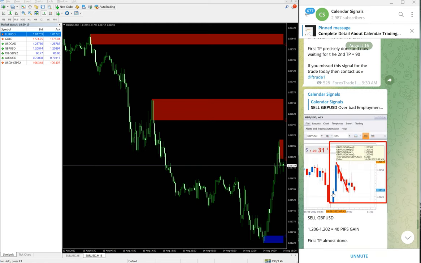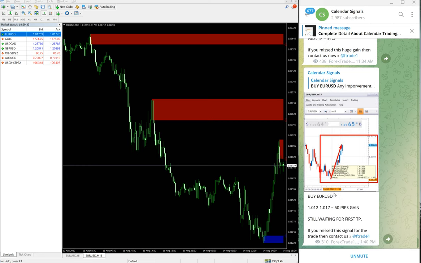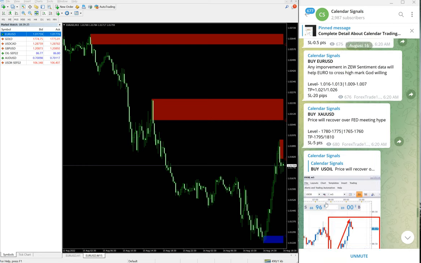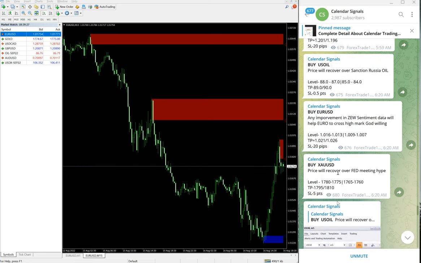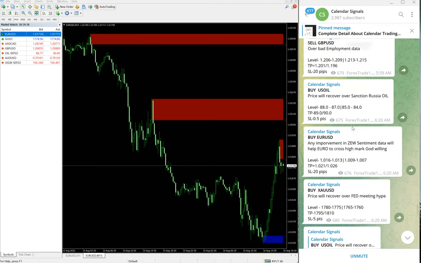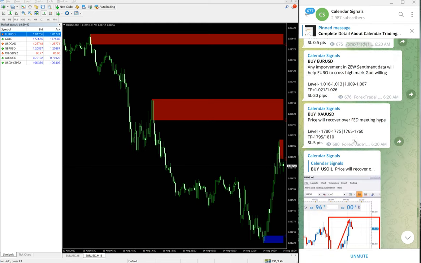So out of the four signals we gave today, except gold, all other three signals performed. Gold, we will update in our channel, whether it is SL hit. At the end of the day we will mention it, SL hit, or if it is performing, we will update it in our channel. As of now, out of four, three signals performed.